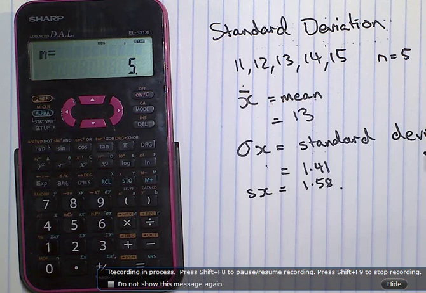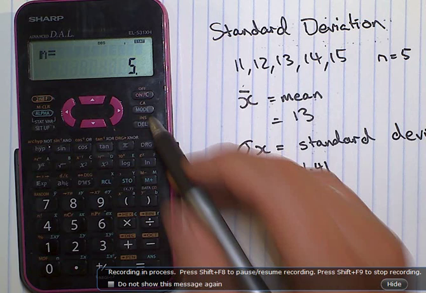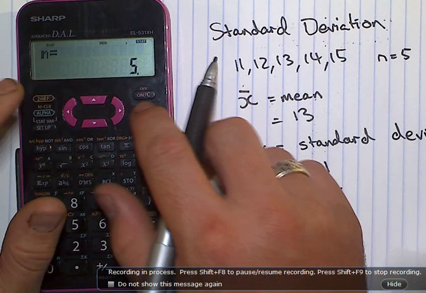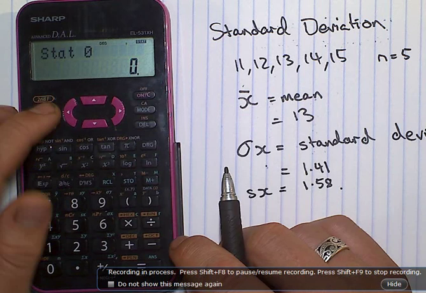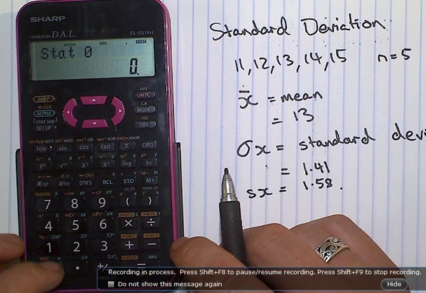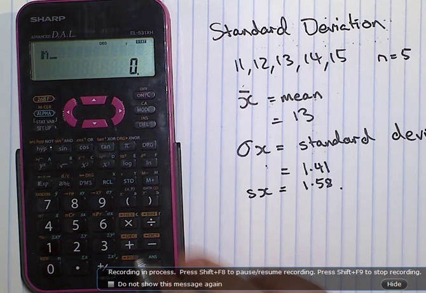To eliminate this, all I need to do is clear all. Second F, clear all. To check now, all I have to do is press alpha 0. That tells me I have 0 numbers stored in the calculator, so that way it's not going to muck up anything in future.